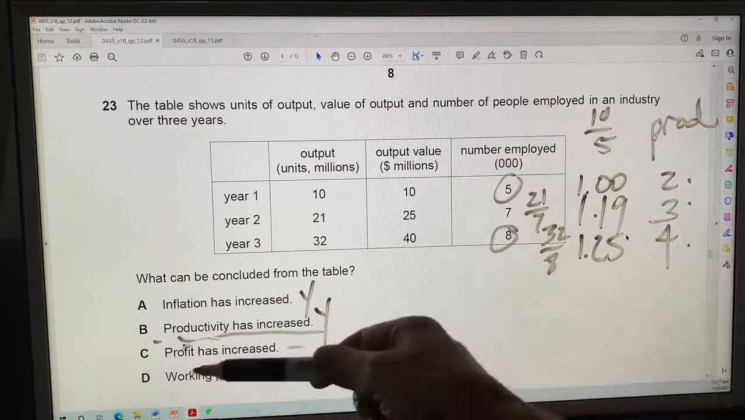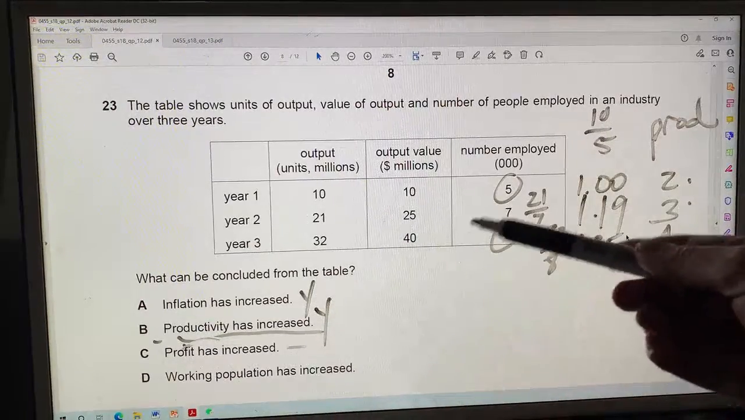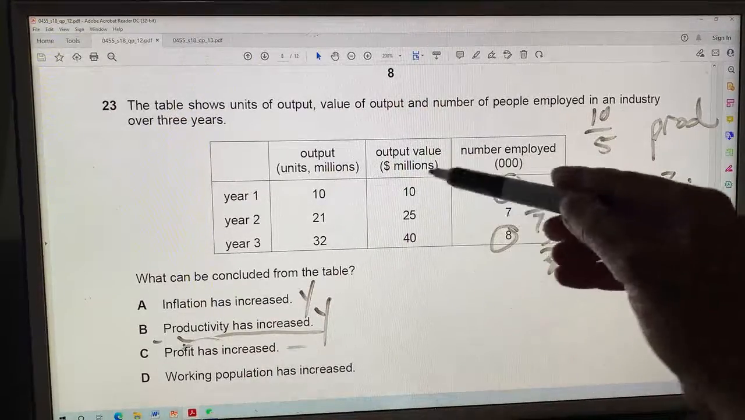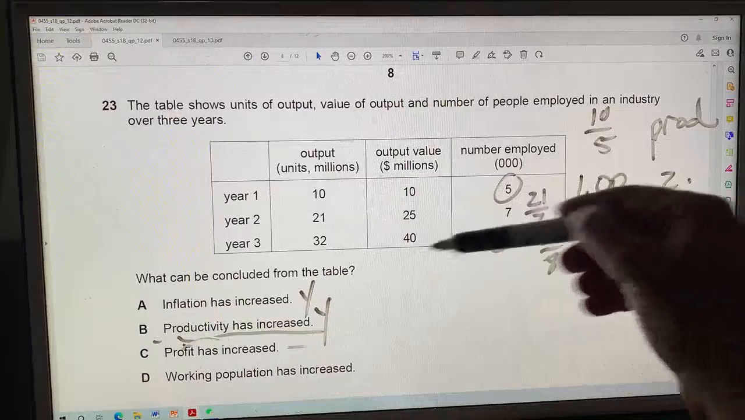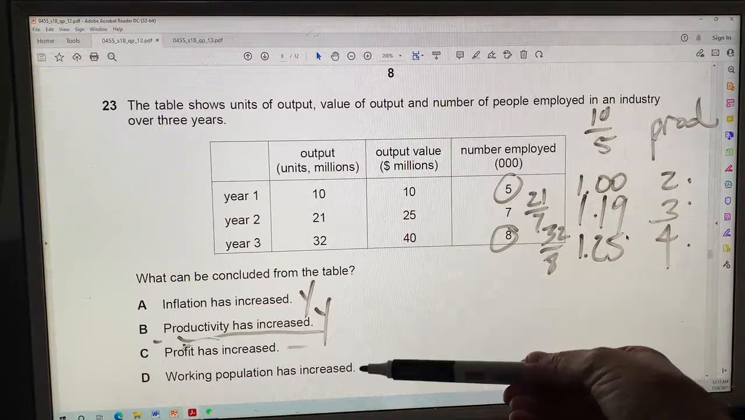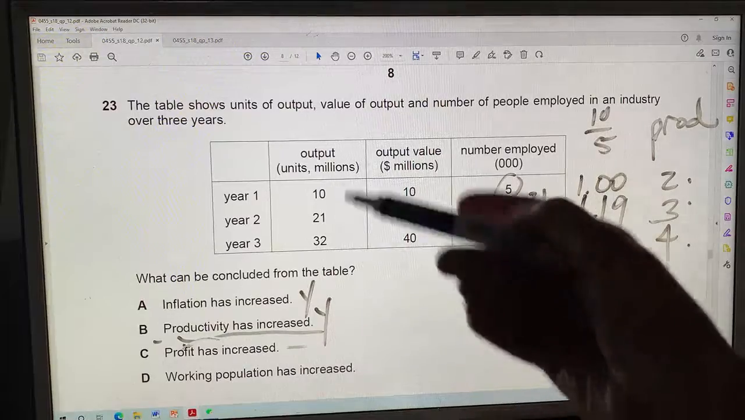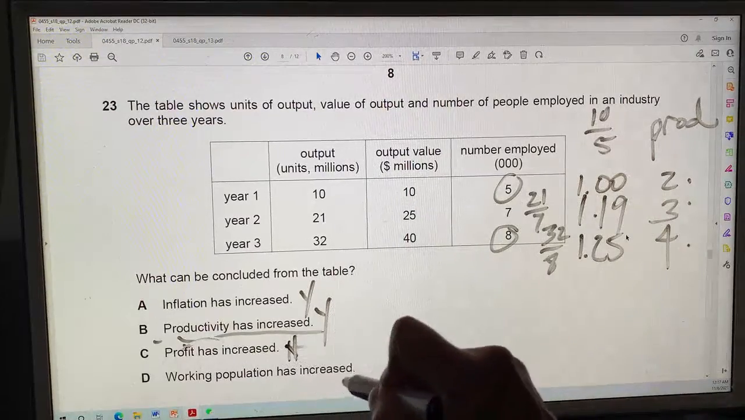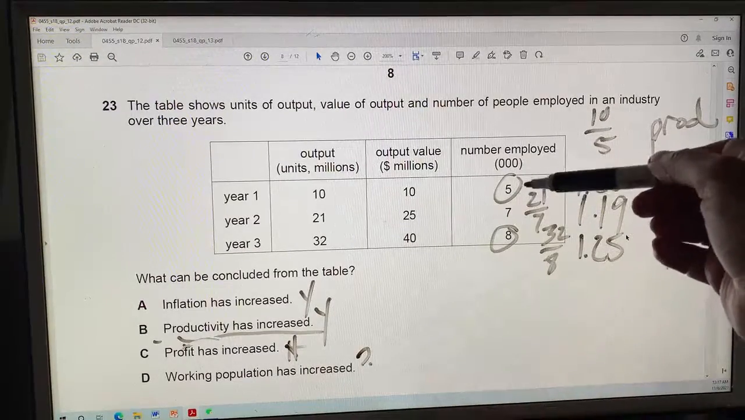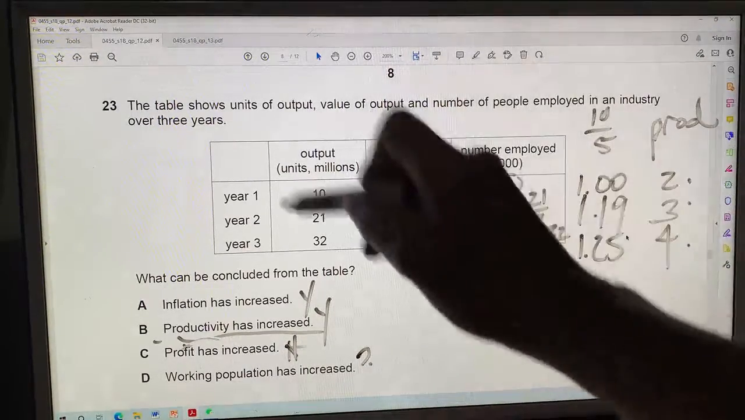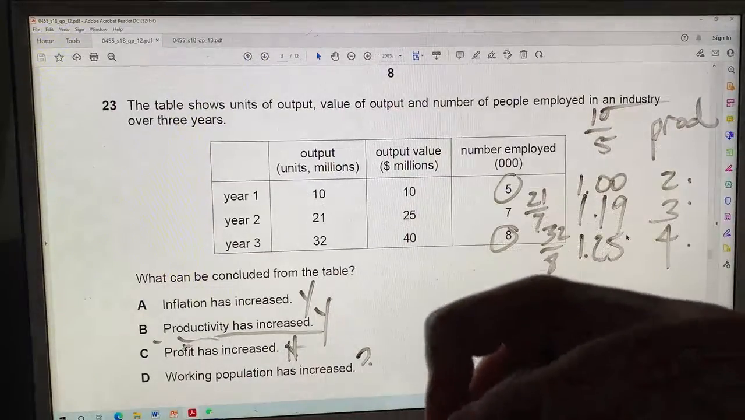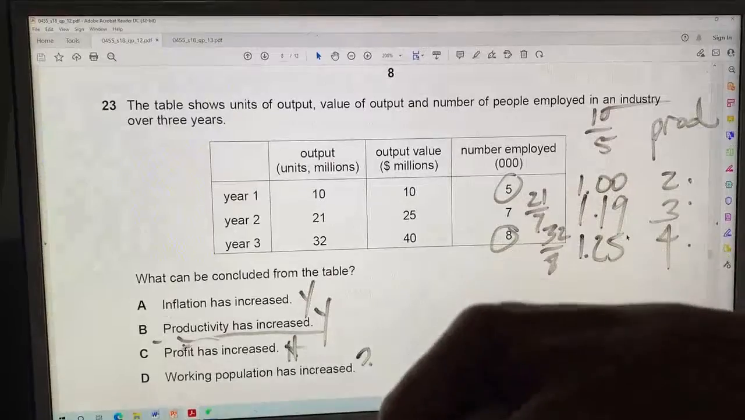Well, interesting. C says profit has increased, but I don't know because I don't have any cost information. There's no cost information here. And let's see, D says the working population has increased. I don't know. They employed more people, but this is not the whole economy. This is an industry.